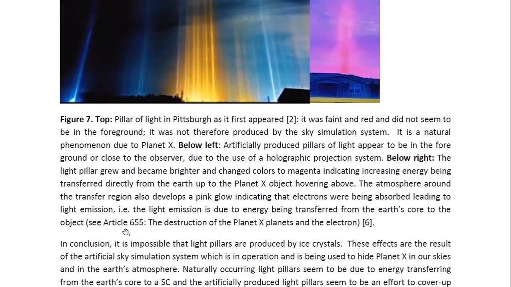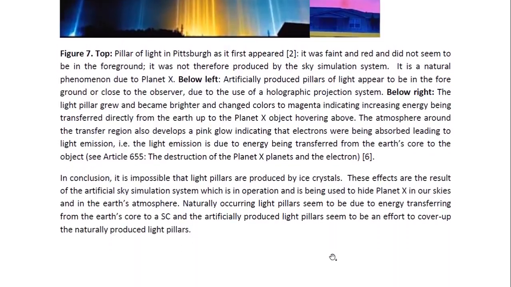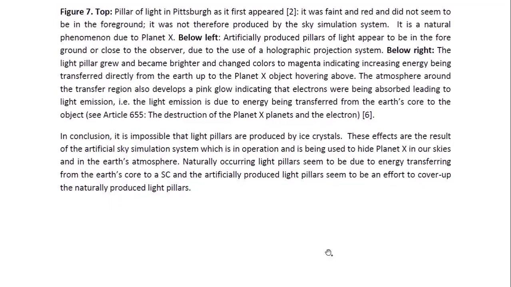And for more details on the energy transfer, you may look at Article 655 entitled The Destruction of the Planet, Exoplanets, and the Electron. So in conclusion, it is impossible that light pillars are produced by ice crystals. These effects are the result of the artificial sky simulation system, which is in operation and is being used to hide Planet X in our skies and in the Earth's atmosphere. Naturally occurring light pillars seem to be due to energy transferring from the Earth's core to a stellar core, and the artificially produced light pillars seem to be an effort to cover up the naturally produced light pillars.